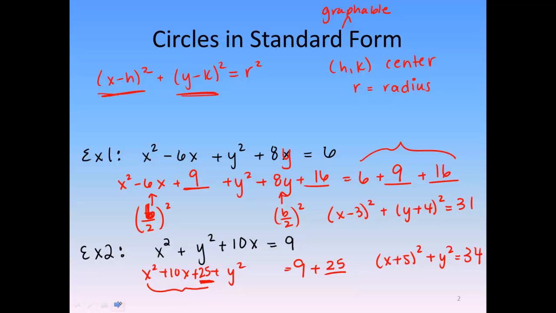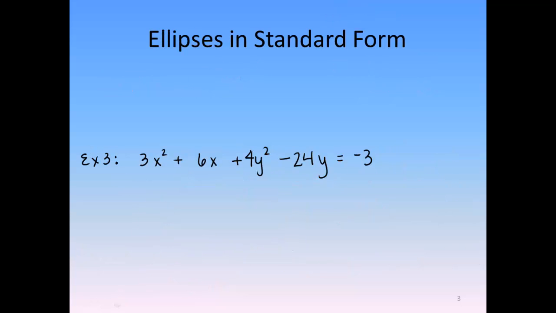Let's try ellipses. So before we get going, let's start with a reminder of what our ellipse looks like in standard form. Our ellipse will be x minus h quantity squared plus y minus k quantity squared, but each of these is going to be divided by the distance that we're moving away from them in order to find our vertices and our covertices, and this is set equal to 1.